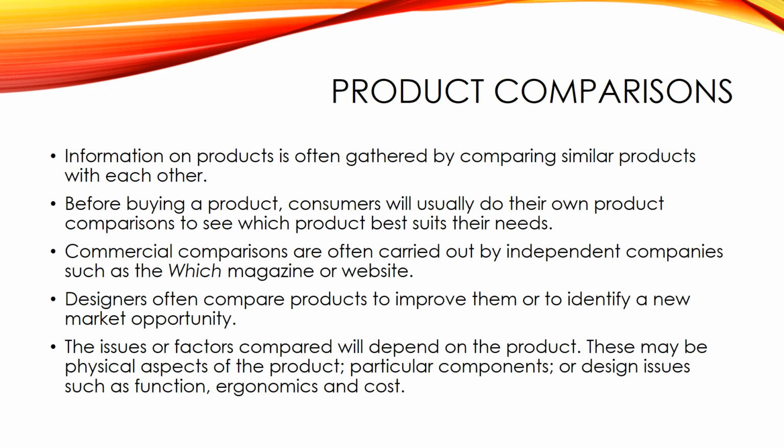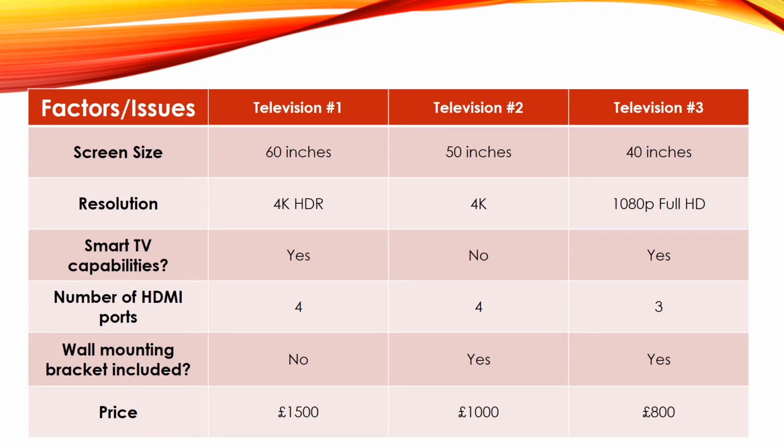So the issues or factors being compared will obviously depend on the product. It could be physical aspects of the product, or we might be looking more specifically at the design issues. So we've got an example here of a product comparison between 3 televisions. We can see the factors or the issues that we are comparing them against are listed down the left-hand side. So we've got screen size, resolution, whether it's a smart TV or not, how many HDMI ports it has, that kind of thing. And then for each television, we have all of the features listed here. So we can use this to compare the televisions to each other and potentially decide which television is the best for us.